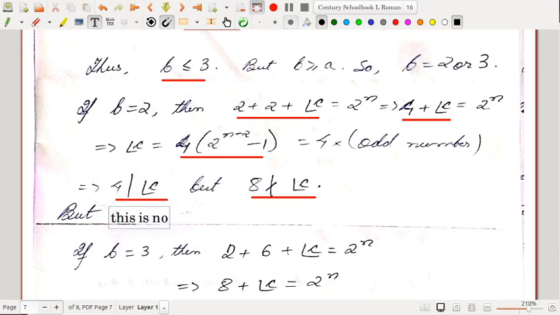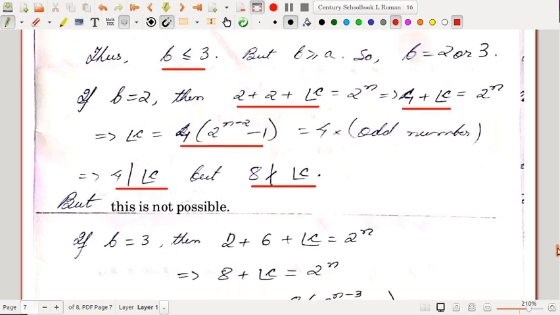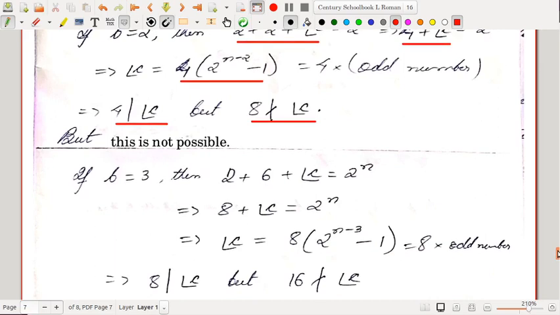This is not possible, because if 4 divides factorial C, then factorial C has to be 24, the minimum value. So that means C is 4, but in that case factorial C will be 1 into 2 into 3 into 4. So automatically 8 will divide factorial C. And if C is any other number, say anything greater than 4, factorial C will always be divisible by 8. This is not possible, right? If 4 divides factorial C, 8 also has to divide factorial C.